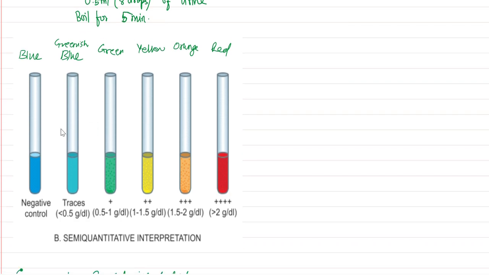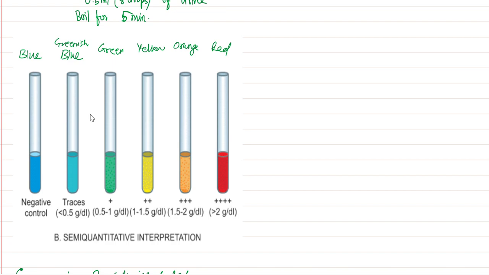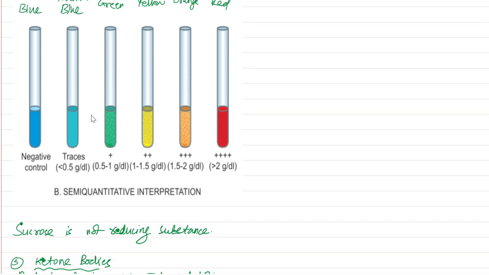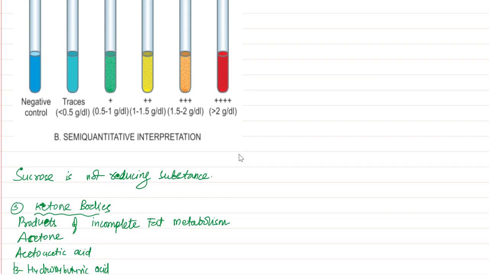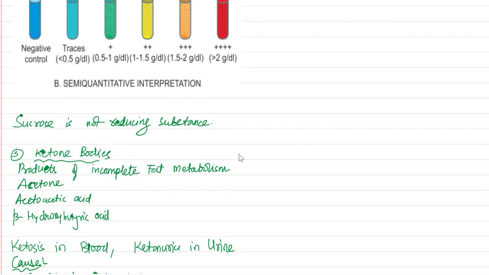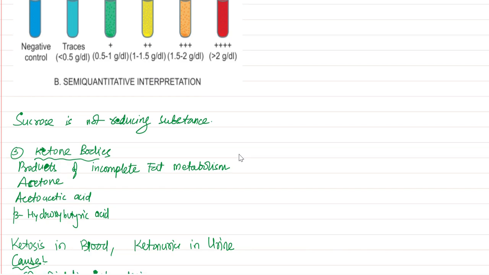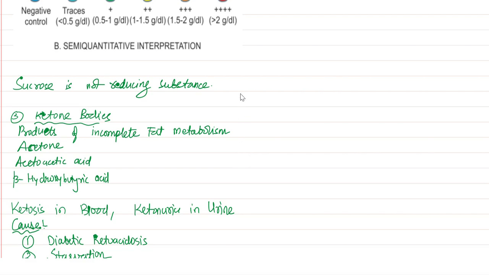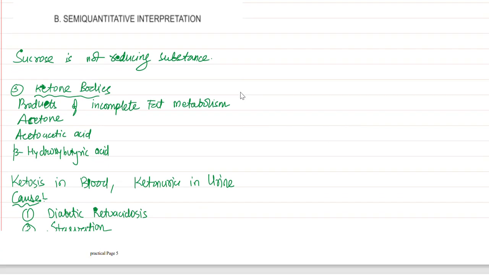Now the interpretation is if there is a blue color, it is negative. We can take it as a control. If there is greenish blue color, traces are present. Green, yellow, orange and red indicate the presence of sugar in the urine. According to that, the grading is given. Red is the most amount of sugar present in the urine. This is a semi-quantitative interpretation because on the basis of color we can identify how much sugar is present in the urine. Now sucrose is not a reducing substance, so it will not give a positive test.